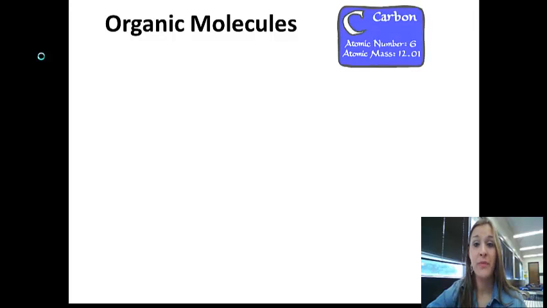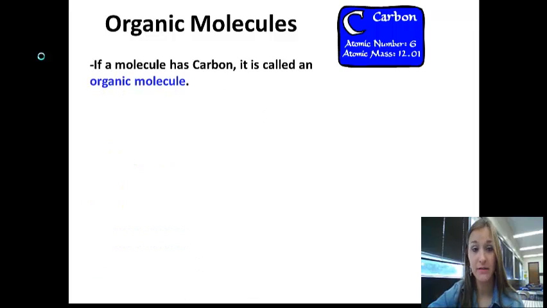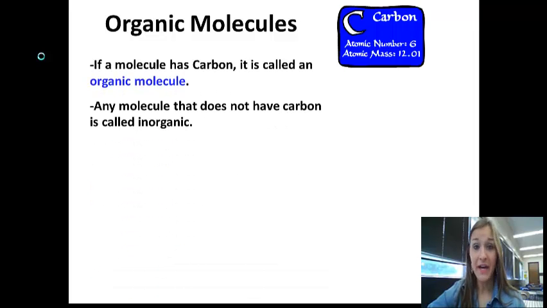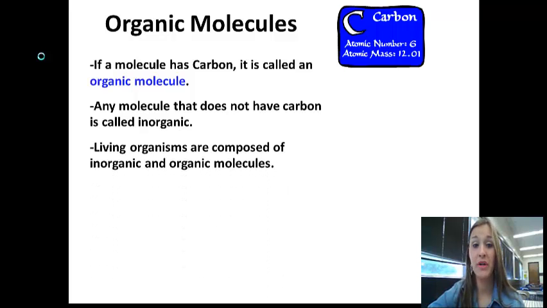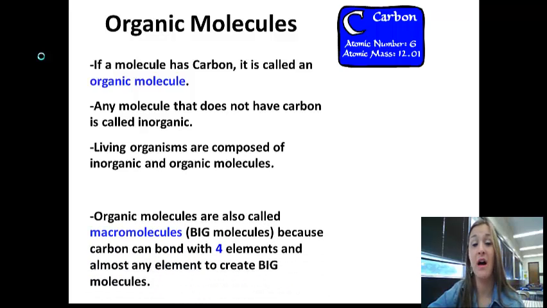Carbon is really important because it forms organic molecules. Now you probably think of organic as going into the grocery store and it's the more expensive fruit because it doesn't have preservatives or pesticides on it. But no. In biology, whenever you hear the word organic, it means that it has carbon. If it does not have carbon, then it's considered inorganic, the opposite. So living organisms are composed of organic and inorganic molecules, but we're going to be focusing on organic molecules because carbon can form organic molecules.